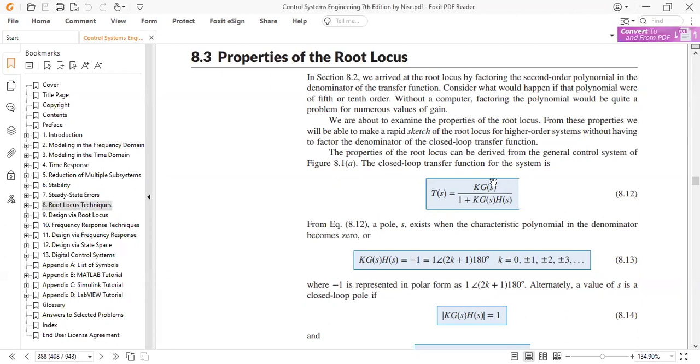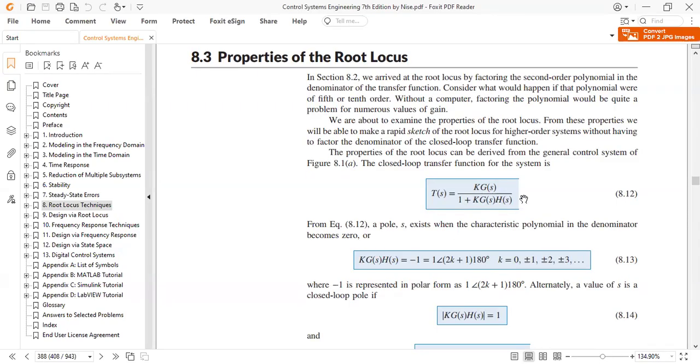So we know that this is the transfer function. This is the thing where we left in the last lecture, that T of S is equal to Kg of S divided by 1 plus Kg of S H of S. I repeat, am I audible to all, and is the screen visible to all? Yes, sir. Okay.